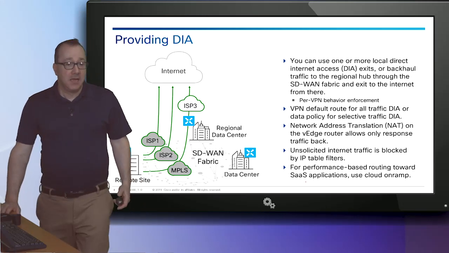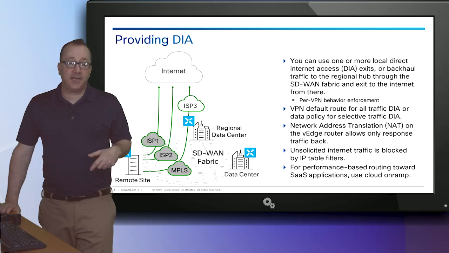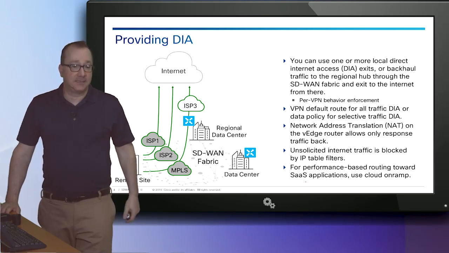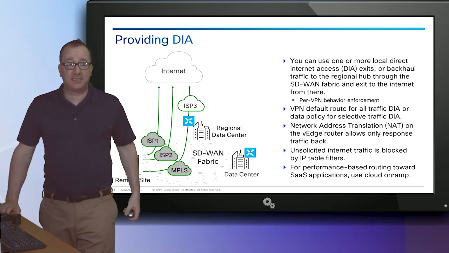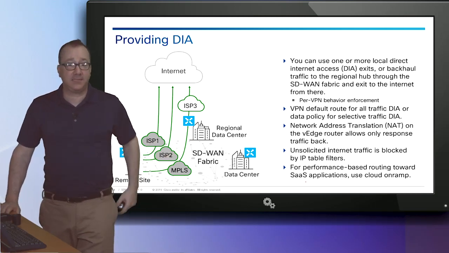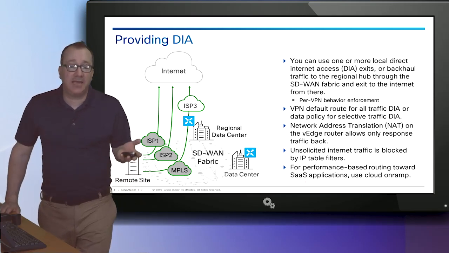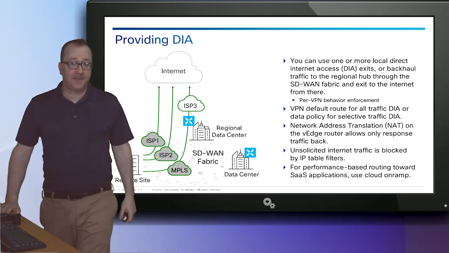The selection of which traffic can exit directly to the Internet and which traffic goes through a central site is done on a per VPN basis. A default route exists for each VPN, and it can be injected into that VPN for such Internet access. And you can configure NAT as required, such as for blocking inbound unsolicited traffic.